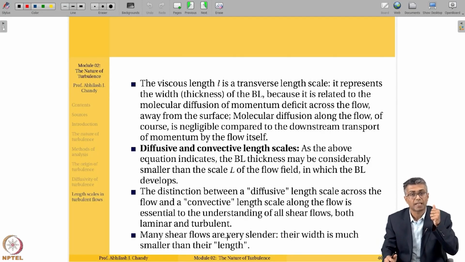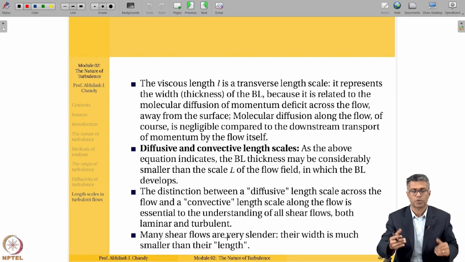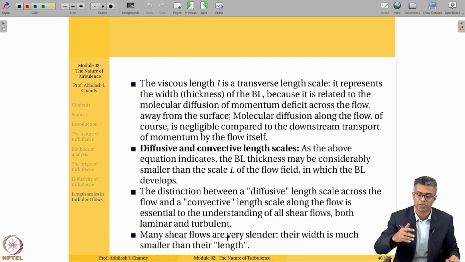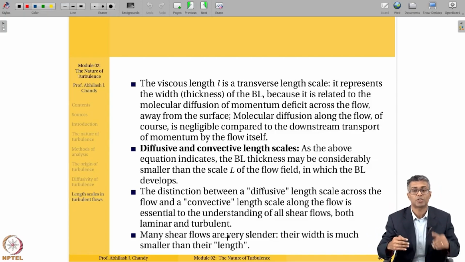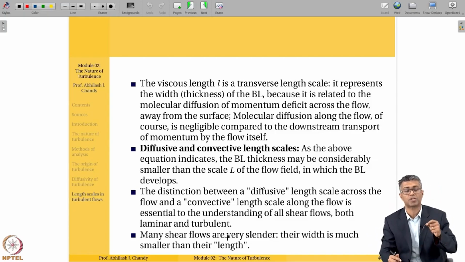Okay, and away from the surface, of course. Why do I say it is a momentum deficit? Because the velocity is zero at the plate and it keeps increasing as you go away from the plate, which means there is a deficit of momentum as you get closer and closer to the plate. So that is what we are talking about. So this is diffusion of momentum away from the surface.